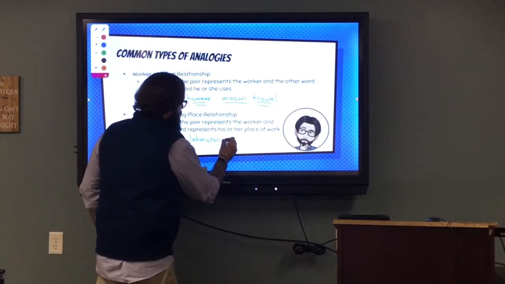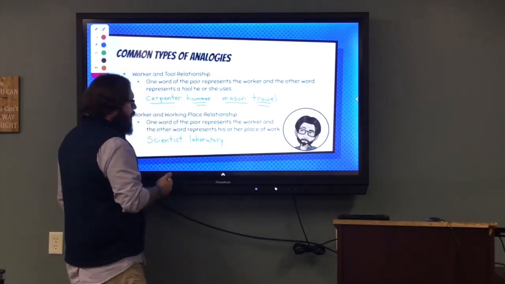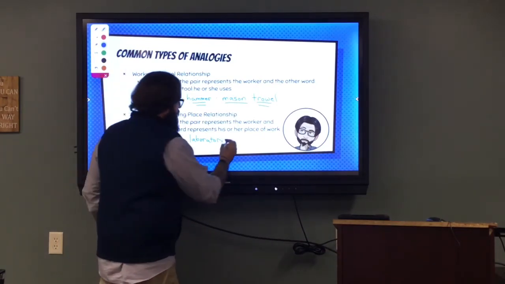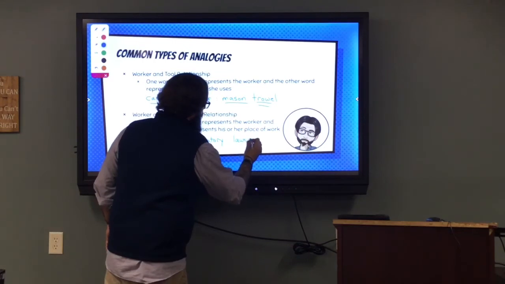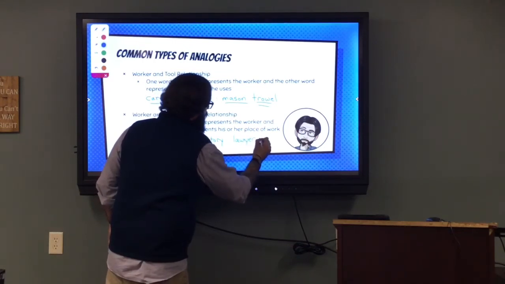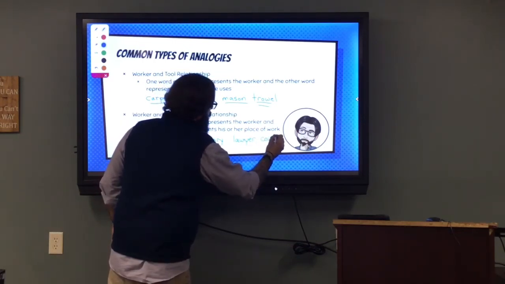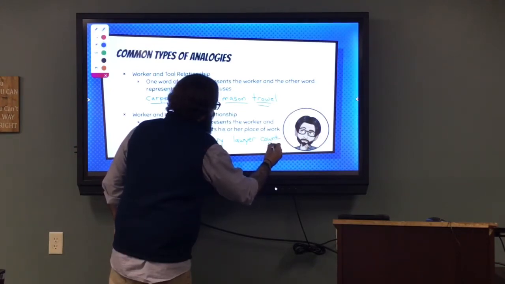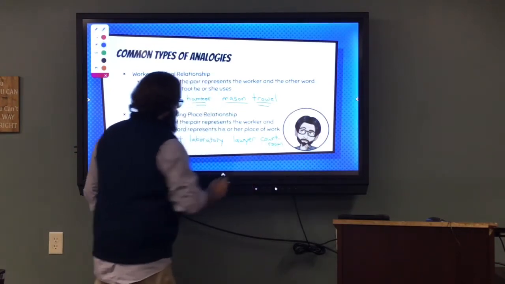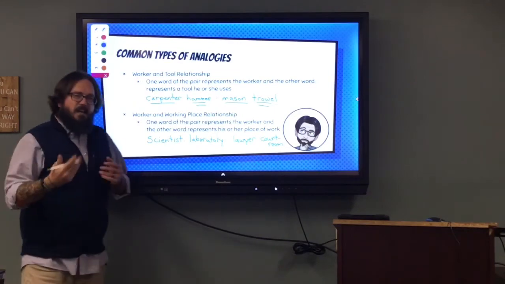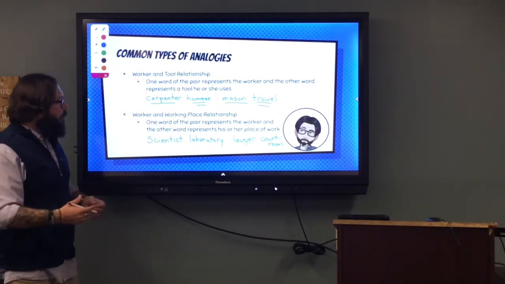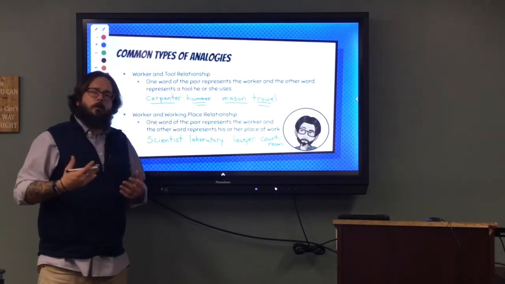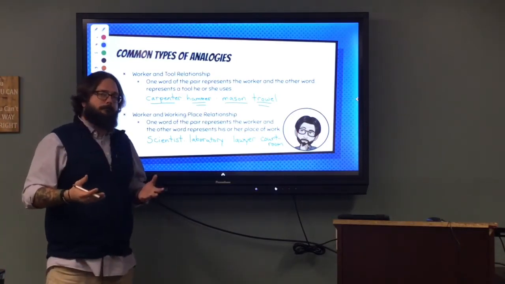So scientist is to laboratory as lawyer is to courtroom. So a scientist typically works in a lab or a laboratory. A lawyer typically works in a courtroom.